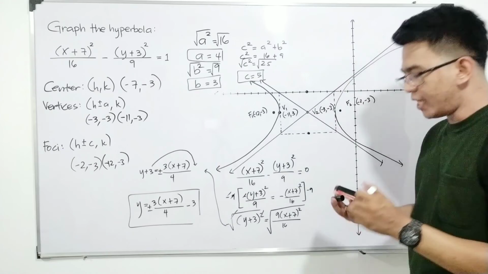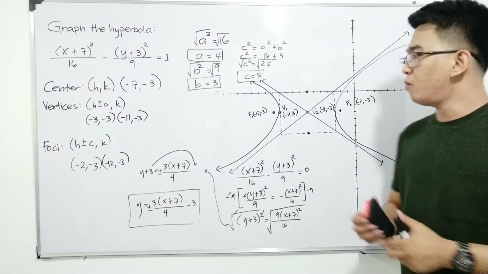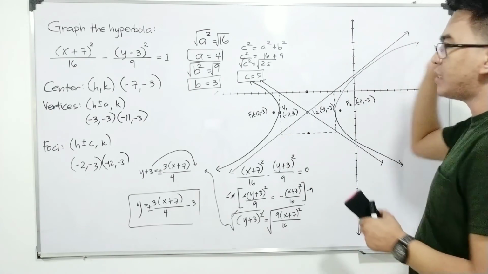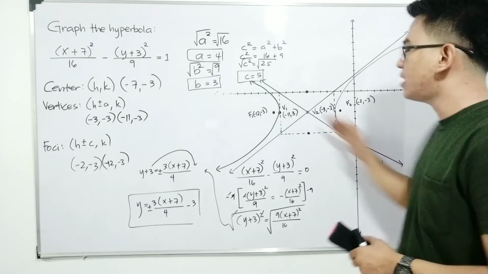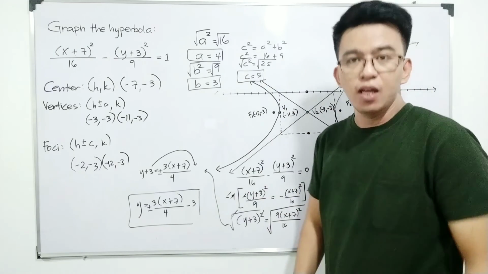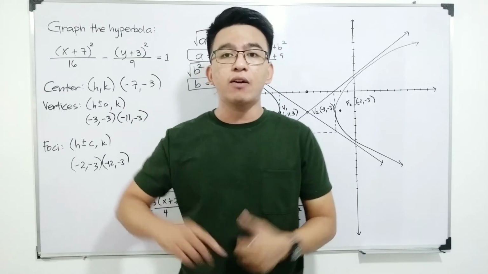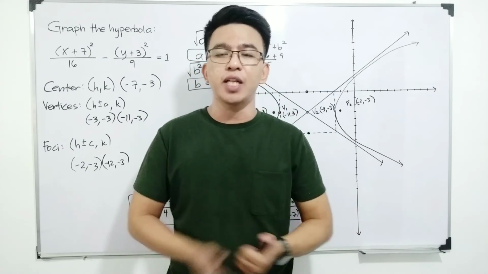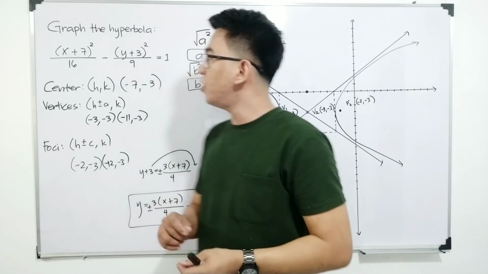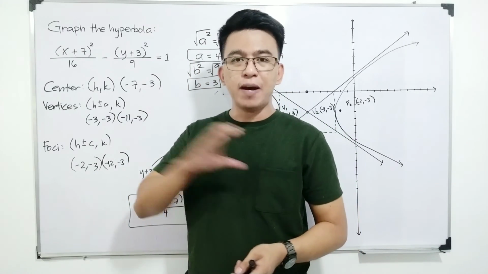Kasi dalawa yung equation natin, guys. Dalawa yung ating asymptote. We have this asymptote na kung saan positive yung slope, and we have this asymptote na kung saan negative yung kanyang slope. I know na medyo mahaba yating discussion, pero I hope na nakuha niyo yung technique on how to graph the hyperbola if the orientation of your hyperbola ay pa-horizontal.